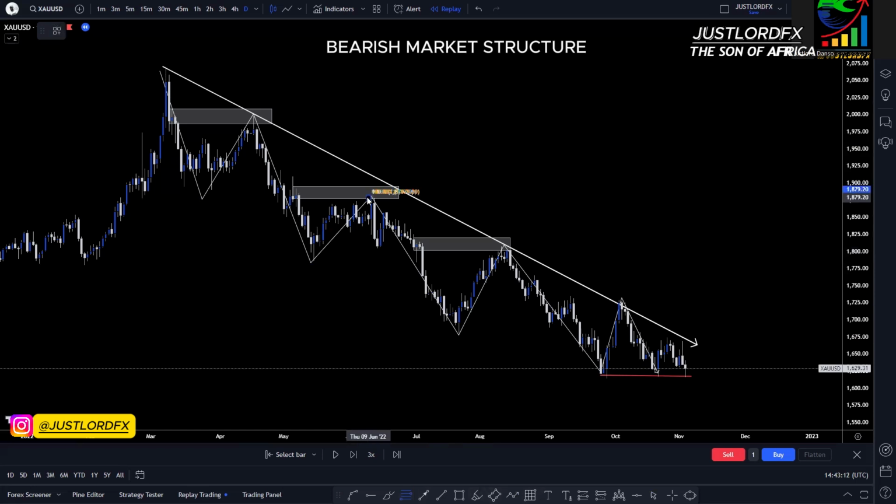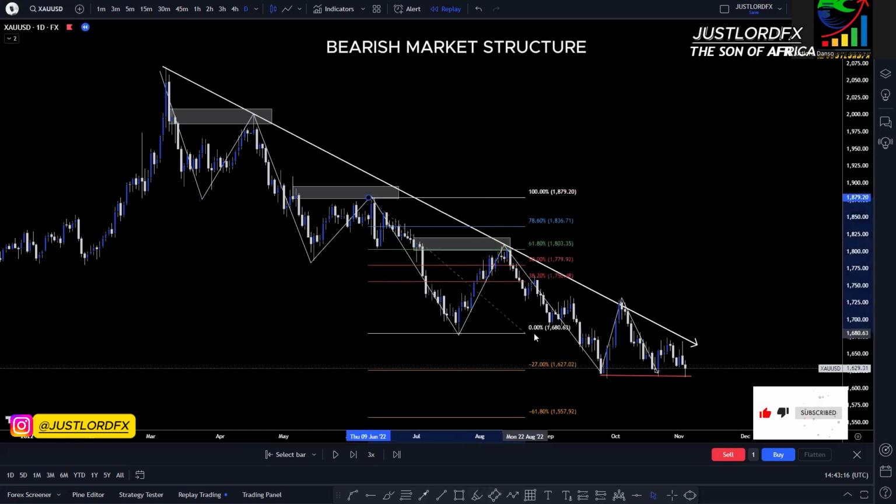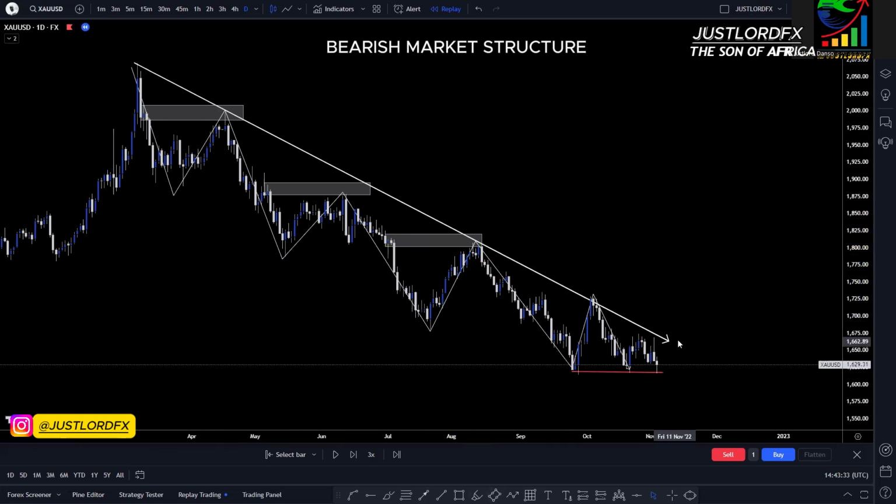When I take my swing high to the swing low, you can see the 61.8 is in line perfectly with my entry point, and it is also in line with a decision or institutional candlestick. That is another confluence that I personally use to pick my order from. So until the market breaks above this zone, we are still in a bearish market trend.